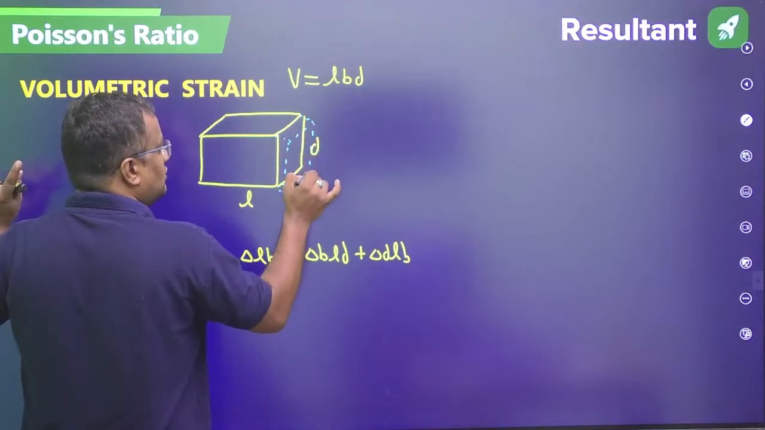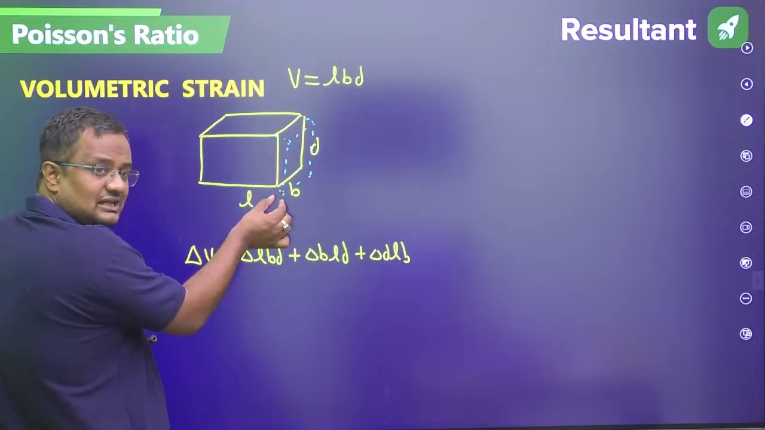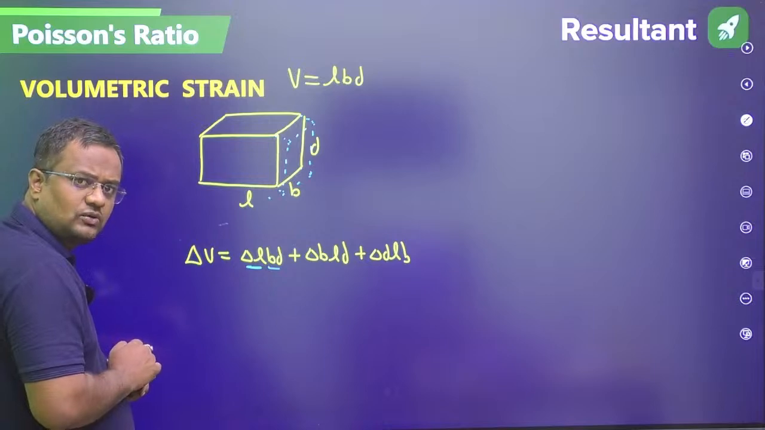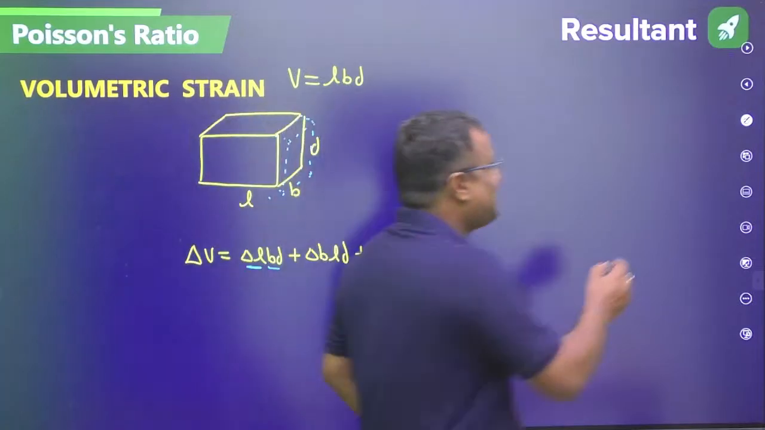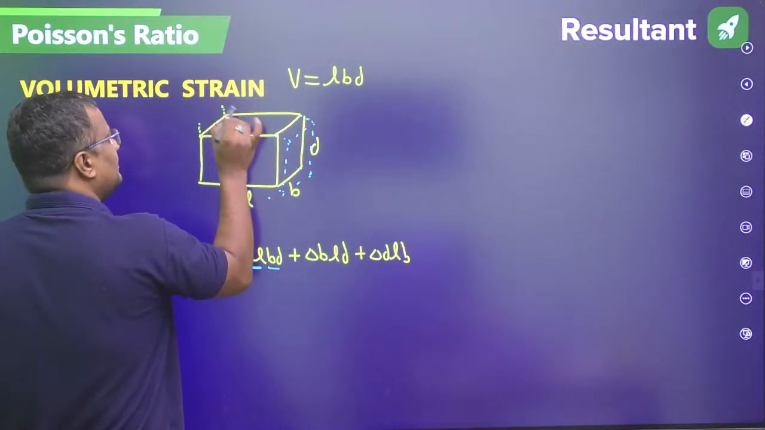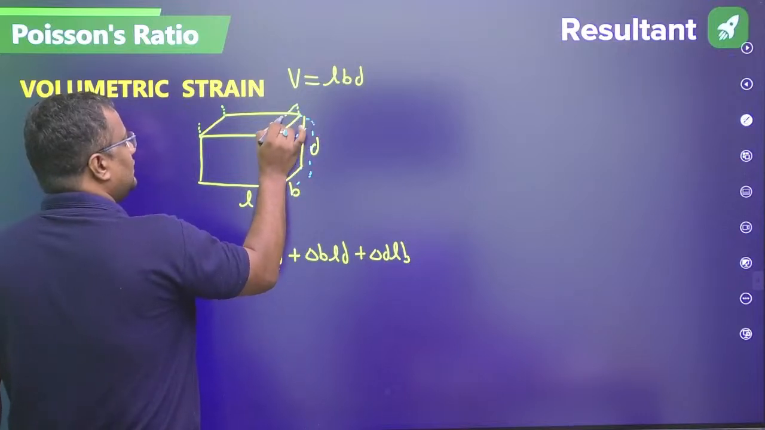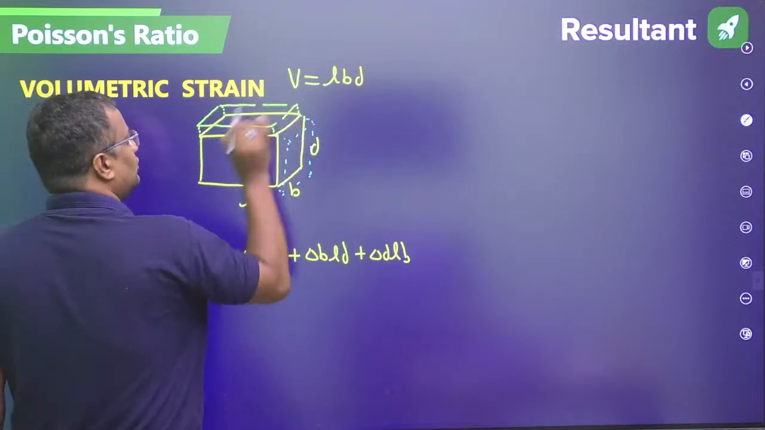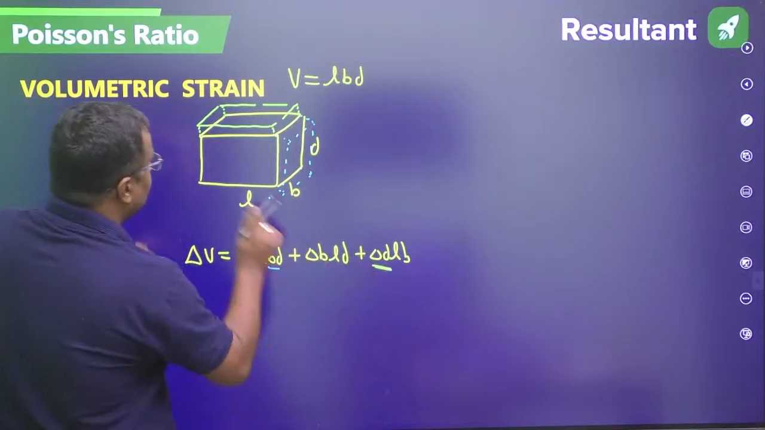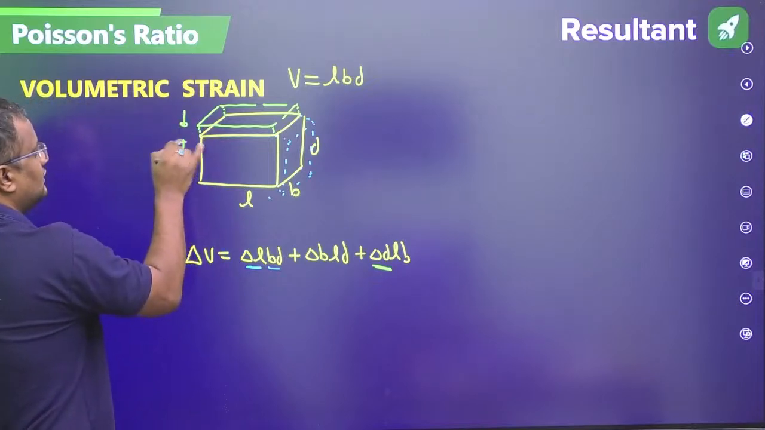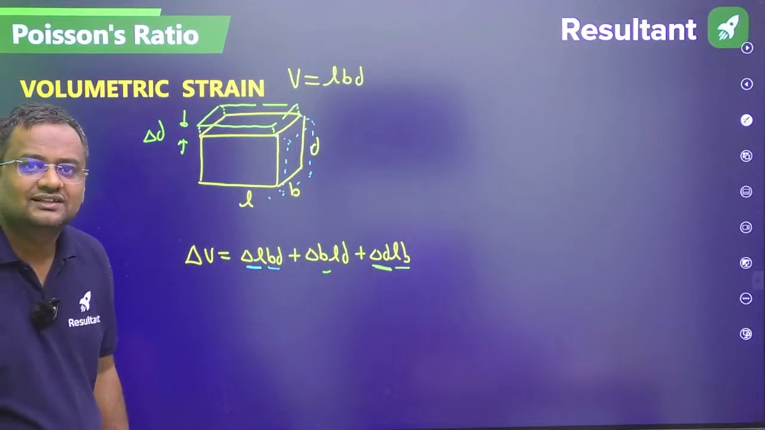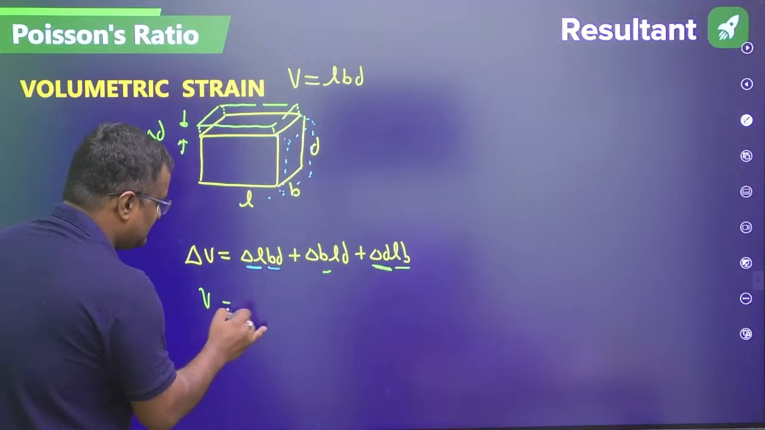So what is this extra volume? Delta L and cross-sectional area is BD. So that is the extra volume. Similarly here, this is delta D, and what is this area? LB. Similarly, for this side, it will be like this. Understood? And volume is LBD.